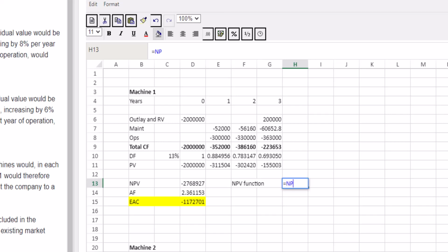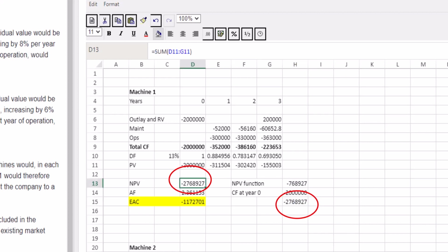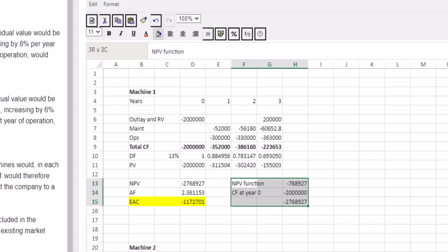So net present value at 0.13, because that's the cost of capital we're using, highlight the cash flows from 1 to 3, and that gives you the present value of those cash flows. You need to take off the cash flow at year 0, and that will be the 2 million. And so the net present value is therefore the same figure as before, 27,68927. So you can use that as a quick way of getting the net present value.